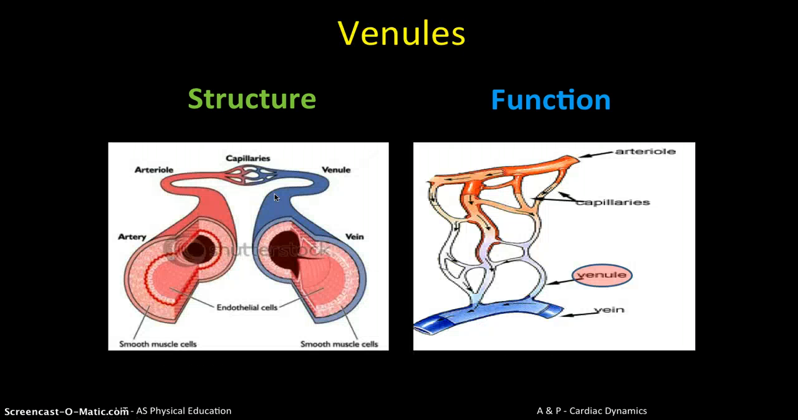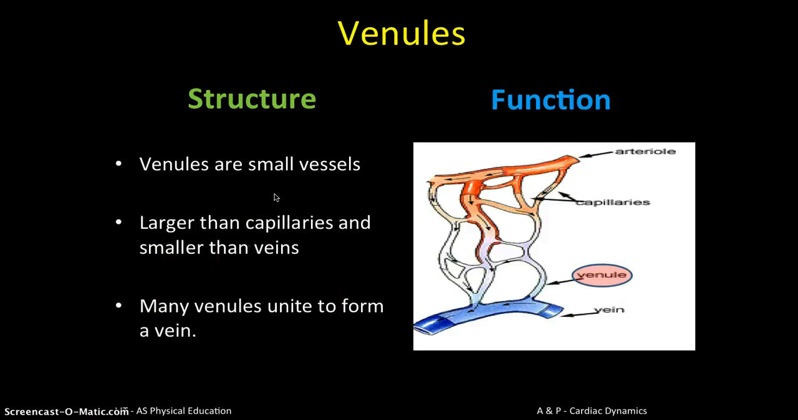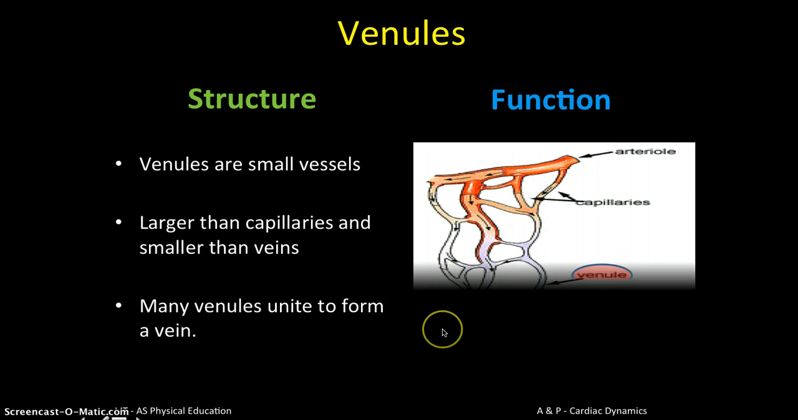Venules basically take blood away from a capillary network and feed into bigger veins. So they're actually just kind of linking vessels. There's not a great deal to say about venules. They're larger than capillaries, they're smaller than veins, and they transport blood from capillary networks into the bigger veins. So you can see here's our capillary network, here's a venule leading into a vein.